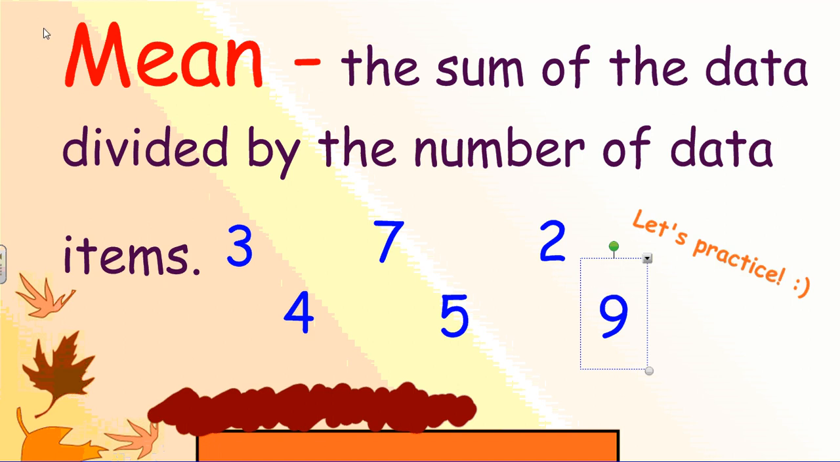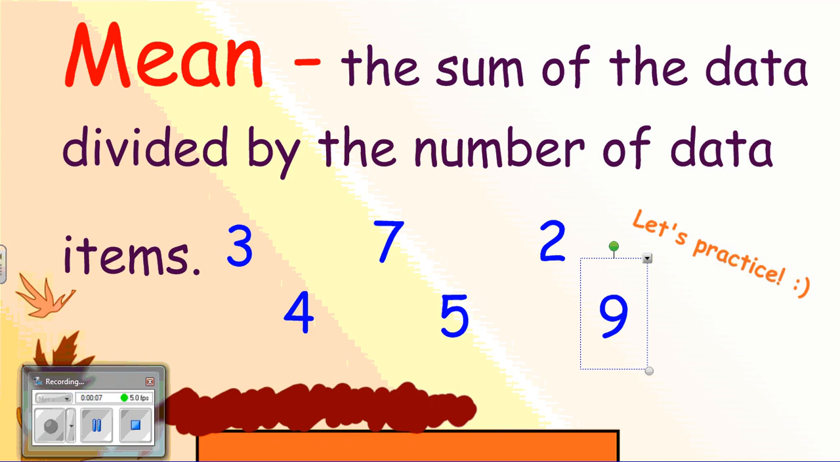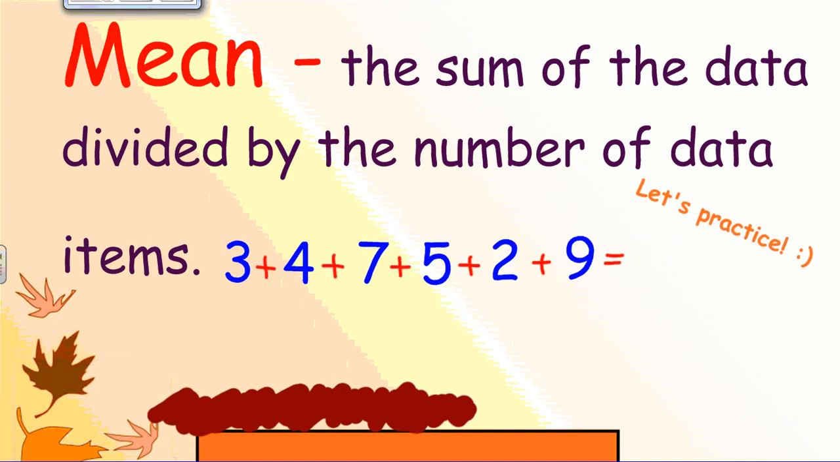Let's try it out. Go ahead and pause your screen. Try to do it on your own on a different sheet of paper, and then we will go over them. And when you add these numbers together, you should have gotten 30. Now, just divide by that number 6, the amount of data items in the set. 30 divided by 6 is 5. So the mean would be 5 for this set. Let's take a look at some others.